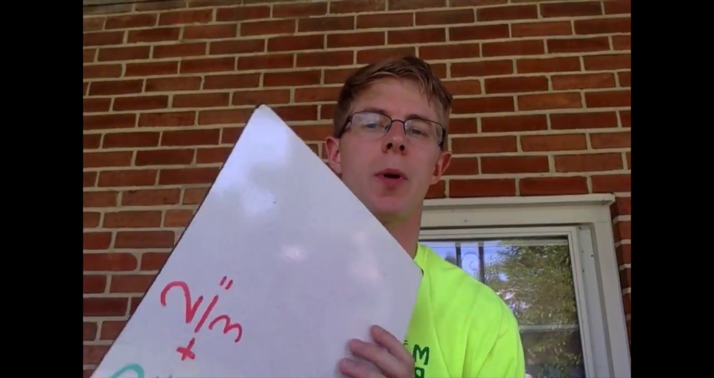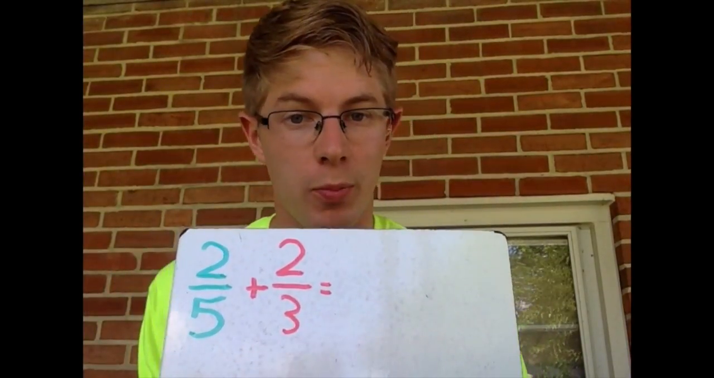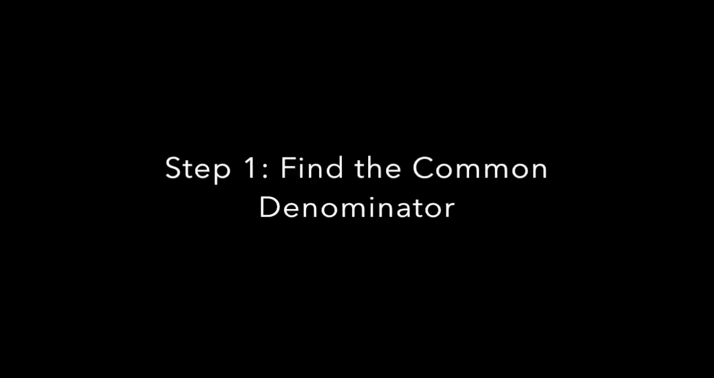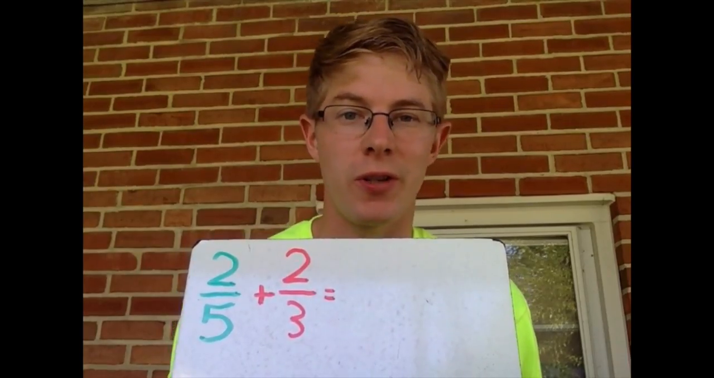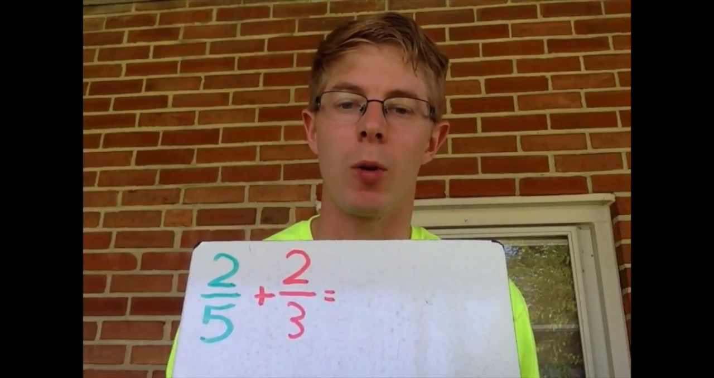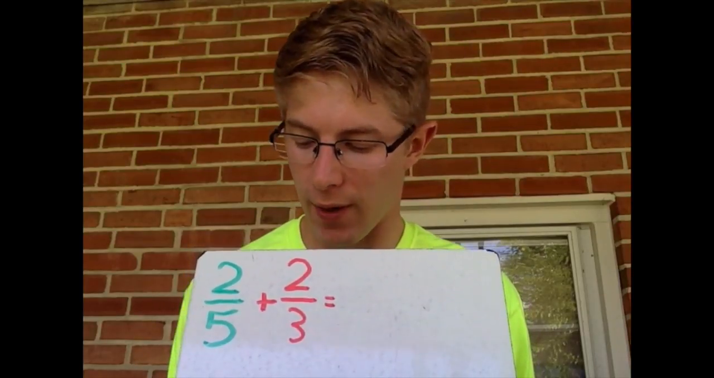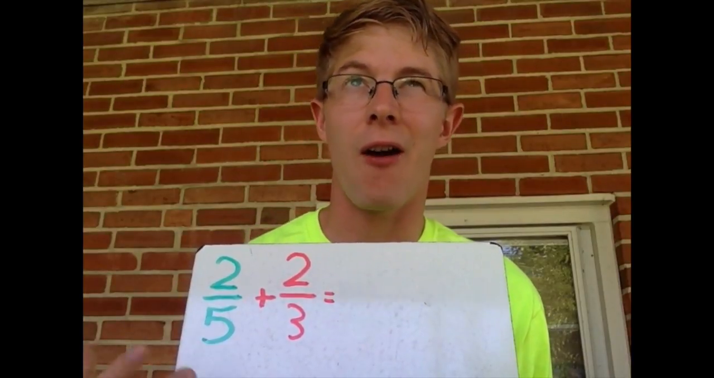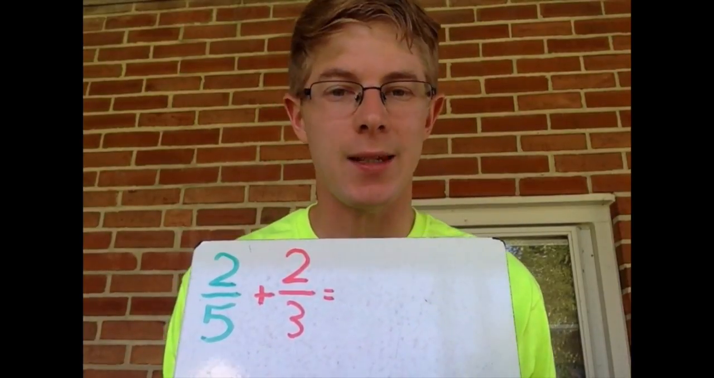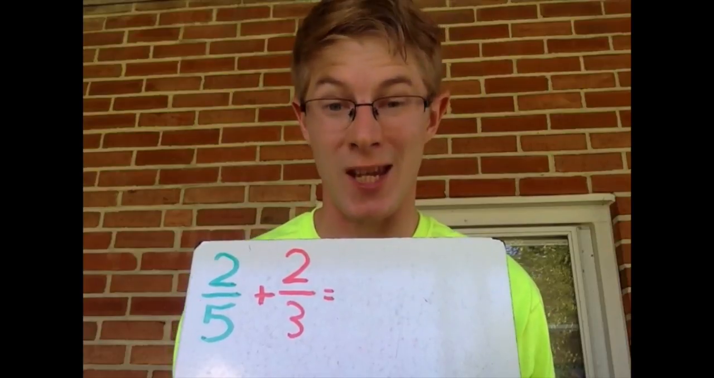Alright, so we're going to start with this problem here. We have 2/5 plus 2/3. First thing that we need to do, step one, is always going to be to find that common denominator. Alright, we need to find the greatest common factor, which is just a fancy way of saying what number can we get both the 5 and the 3 to down here. So when I think about that, 5, 3, the easiest number that I can get those both to is 15.